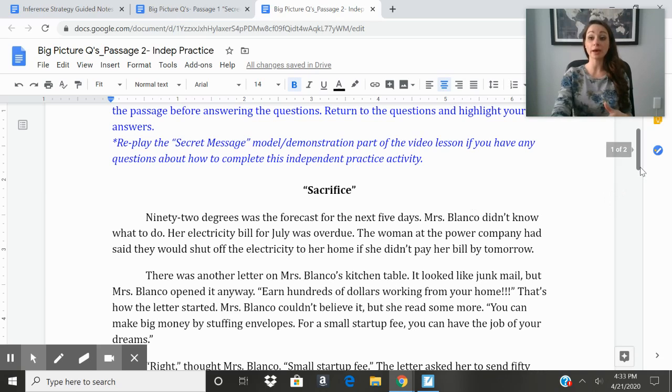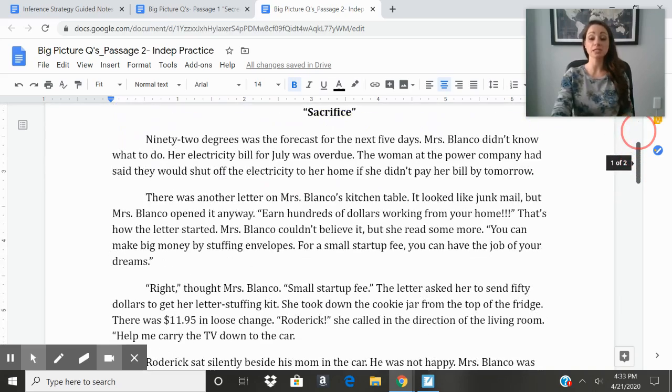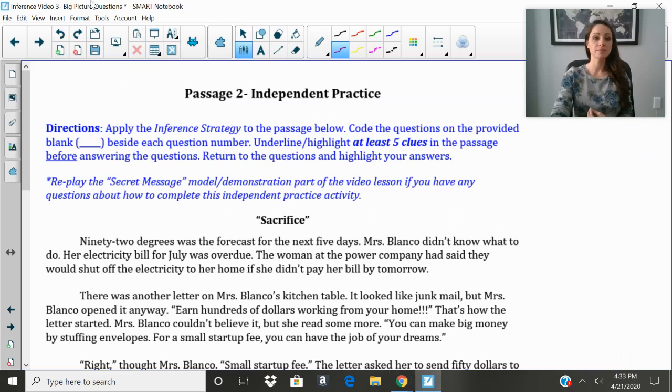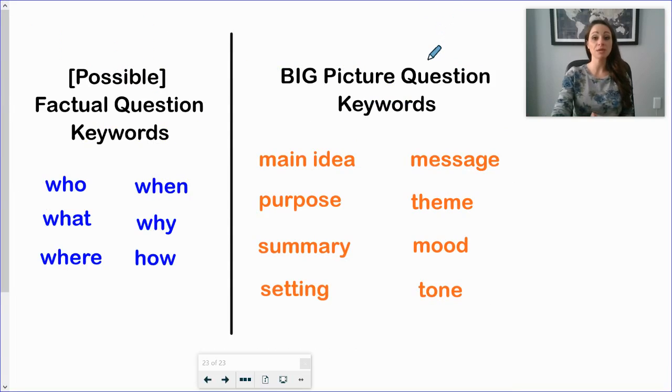So again, independent practice, it's passage number 2. It's called Sacrifice. This is on your own. This is your independent practice. Use your guided notes. Remember, you're working with both big picture keywords and factual keywords. Okay, so speaking of those keywords, just to recap for today, we talked about big picture questions, and today we learned the keywords. The keywords associated with big picture questions are main idea, purpose, summary, setting, message, theme, mood, and tone. And remember, big picture questions require you to think big as a reader.